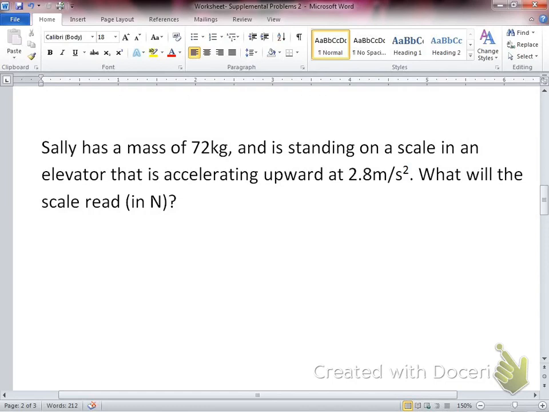Okay, Thomas says 3. What 3? Gravity, normal force, and acceleration. Acceleration is not a force. Okay. What? Applied force? No applied force.